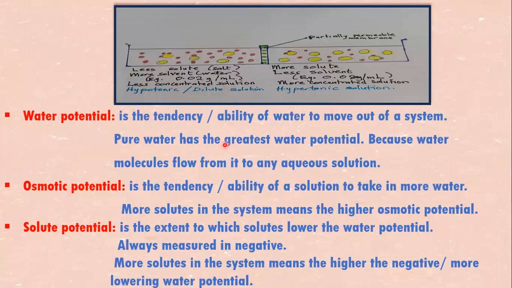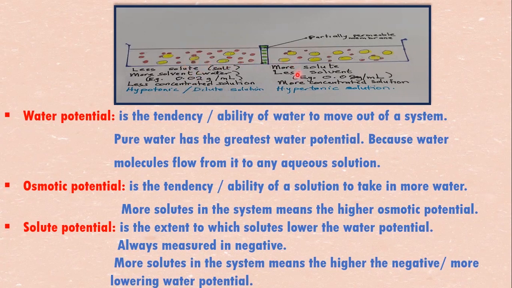Let's look at it again because there are terms that can be tricky. Here we have a dilute solution. It has plenty of water molecules floating around, right? So this solution, which is dilute, has high water potential because it has high ability or tendency for the water to move out of the system to here.